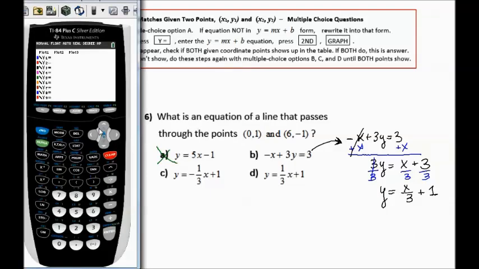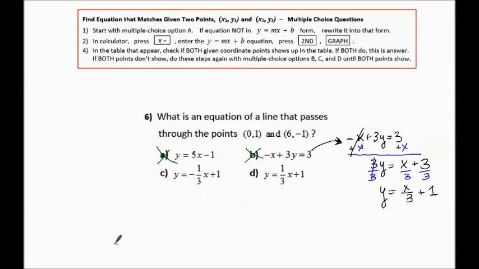So you can go to your calculator and press green y. Enter for your fraction x over 3 plus 1. And you go to your table, second table. Here the 0 is with the 1, which is what they're asking me to do. Let's see if the other one works. 6 and negative 1. If you go down here, you see that 6 is matched up with a 3. So option B does not work because it didn't have both points matching.